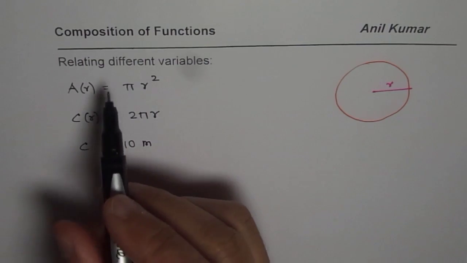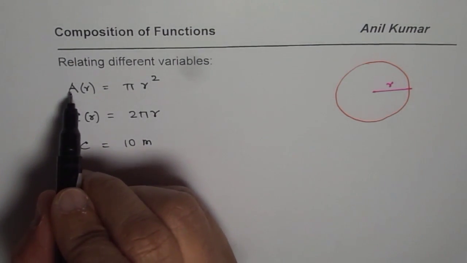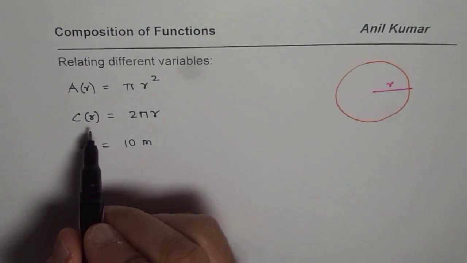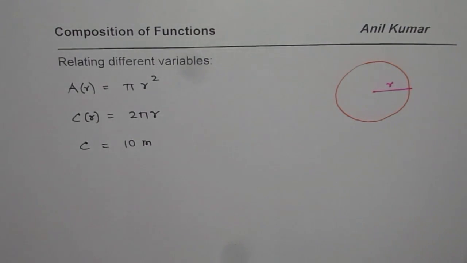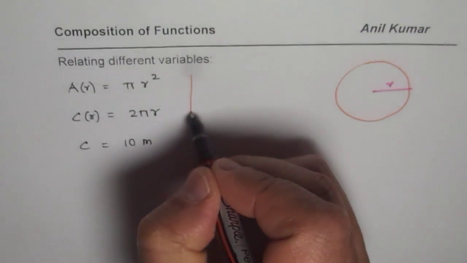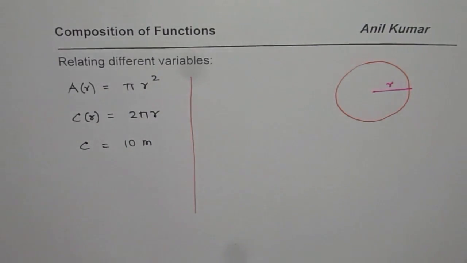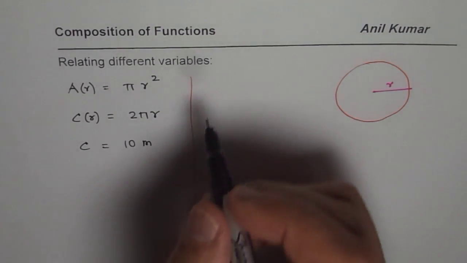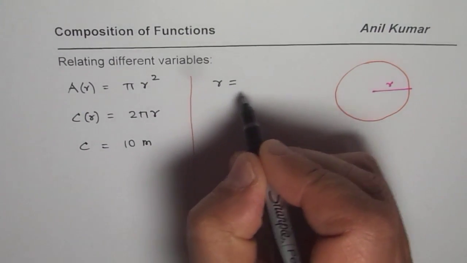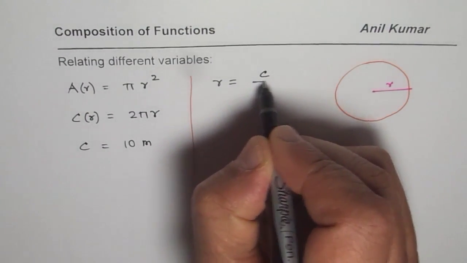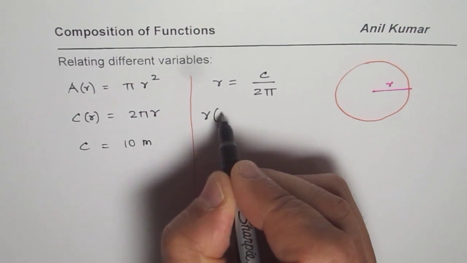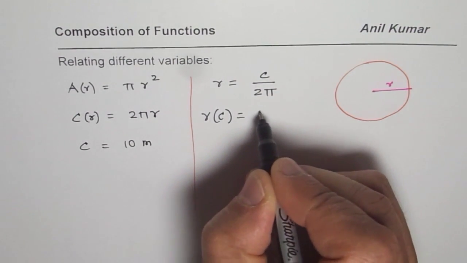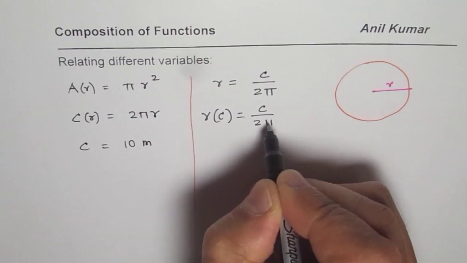Now what we can do here is, as we know area in terms of r, let us see what is radius in terms of circumference. So what we will do now is we'll write radius in terms of circumference. We can rearrange this particular equation and say r is equal to circumference c divided by 2 pi. So in a way, we have radius in terms of circumference, right? Which is c over 2 pi.